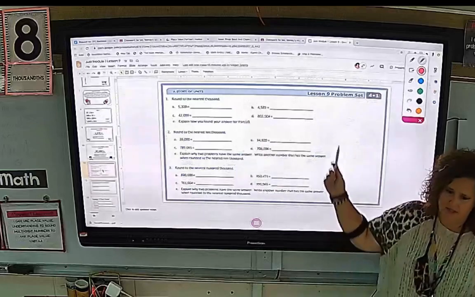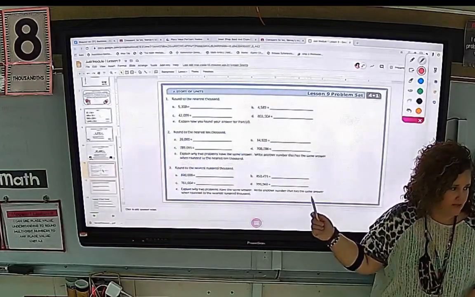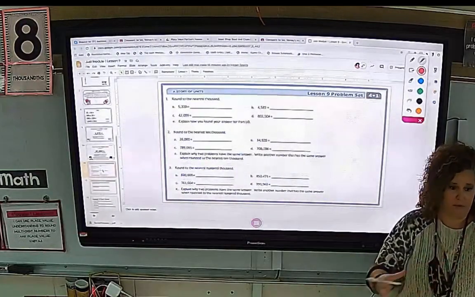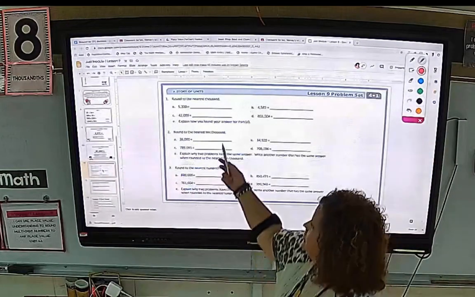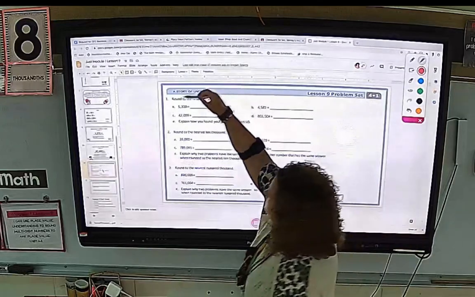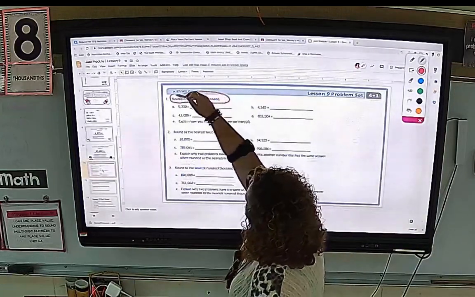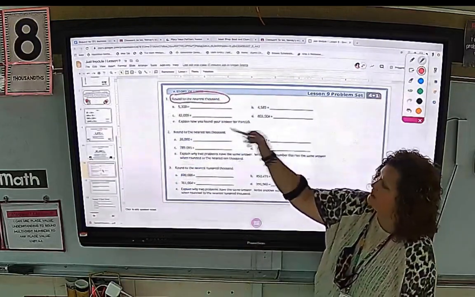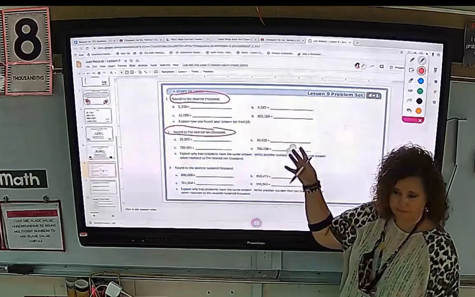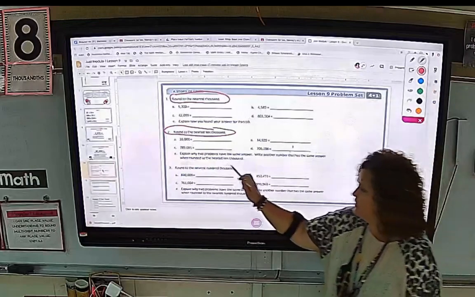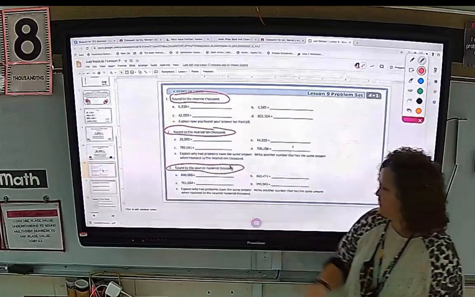Look at our problem set. This looks a lot different than the last few days. The last few days we've had these problems that have been real spread out because of all these vertical number lines that we have used. Today, look at the directions. This whole section, round to the nearest thousand. This whole section, round to the 10,000. This whole section, 100,000.